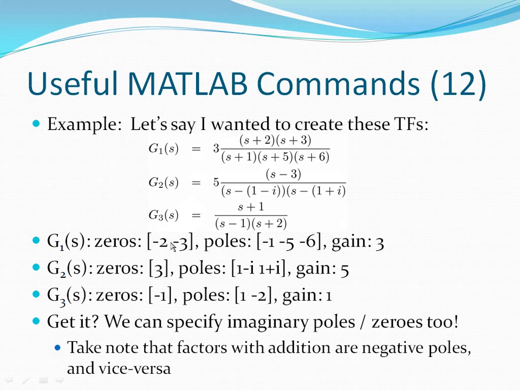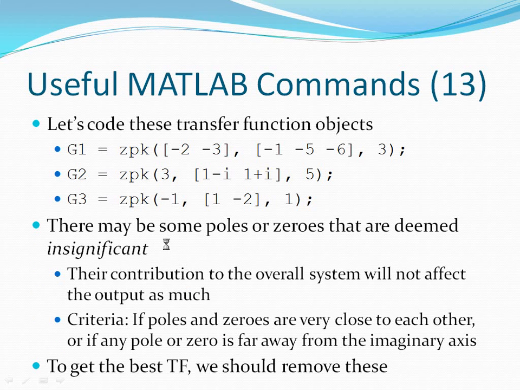Let's say we have zpk, and then you have bracket, and then inside the brace we have s plus 2, s plus 3, and then on the bottom s plus 1, s plus 5, s plus 6. So these are the locations of the zeros, the poles, and then the gain. And then the same thing here. You have 3 for the zero, s minus 3, and then you have the 2 imaginary poles with 5, and then you do the same thing here. You have s plus 1, and then s minus 1, and then s plus 2. Sorry, you have a gain of 1.